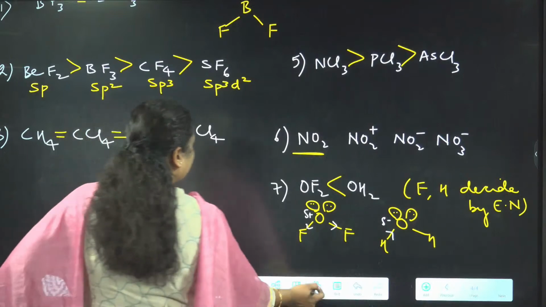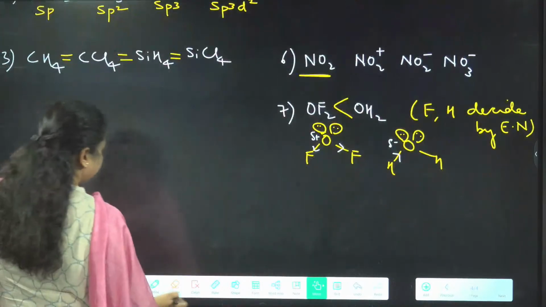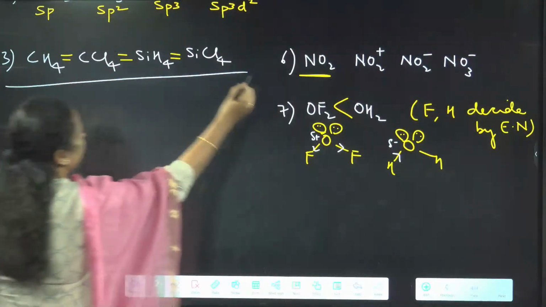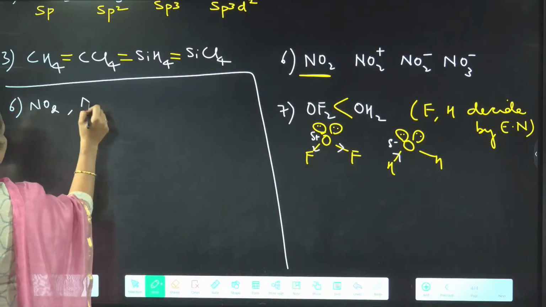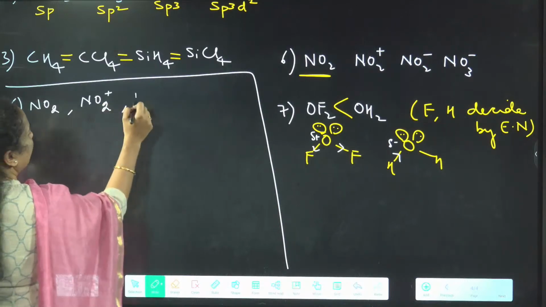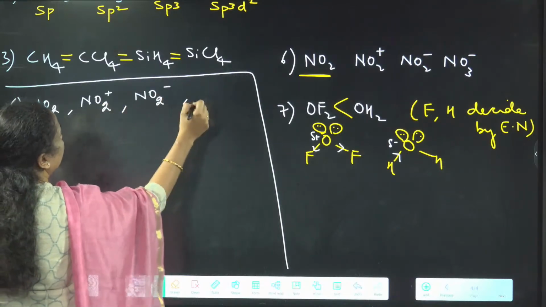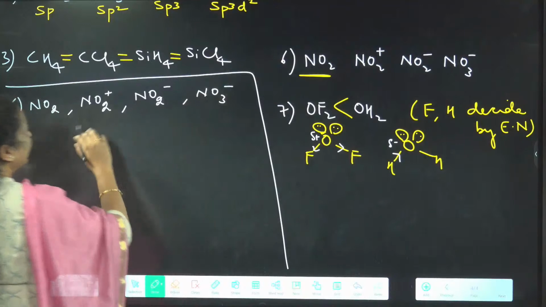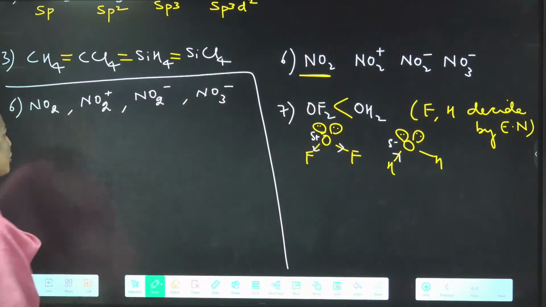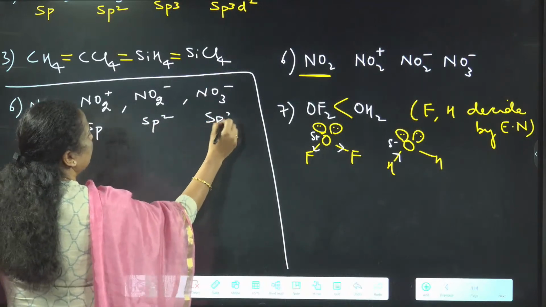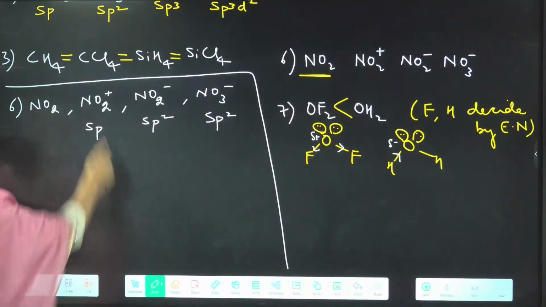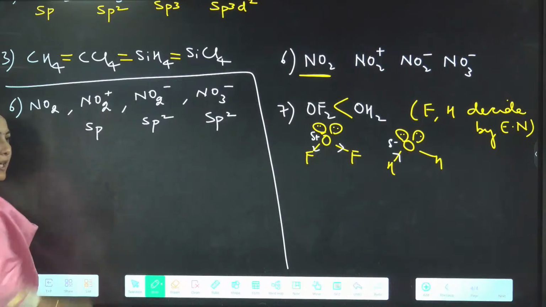Now, coming to the case of the sixth one. I'm just utilizing a different space here. For the sixth one, you are having NO2, you are having NO2 plus, you are having NO2 minus, and you are having NO3 minus. And I think we have already calculated the hybridization of all of them. This was sp, this was sp2, this was sp2. So definitely this stands out. Okay, fine. This is sp hybridized.